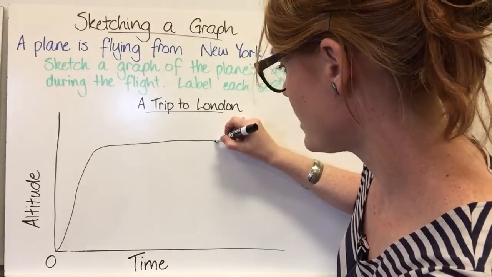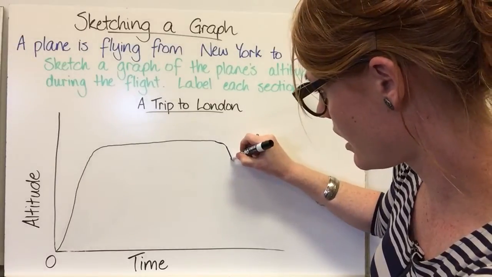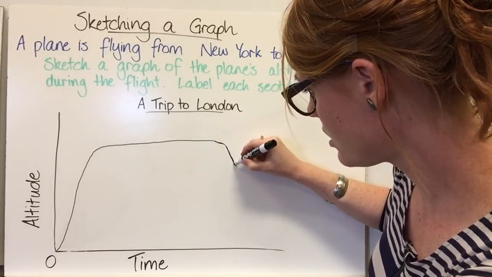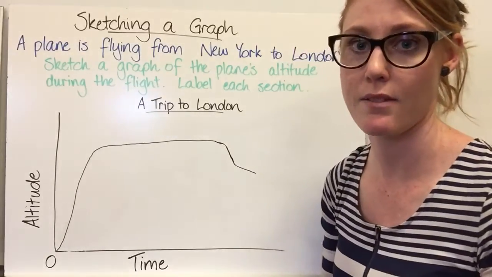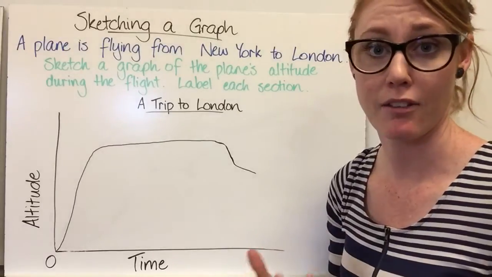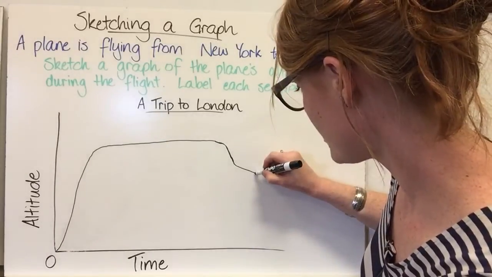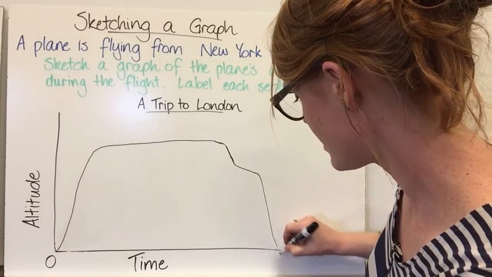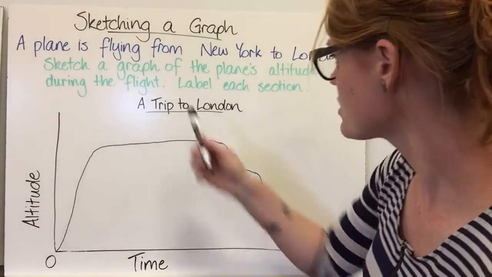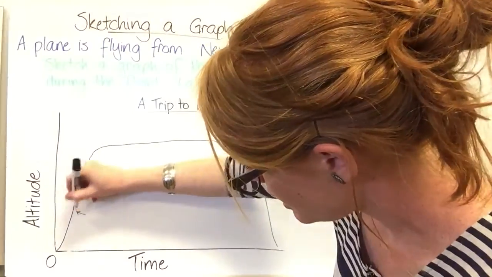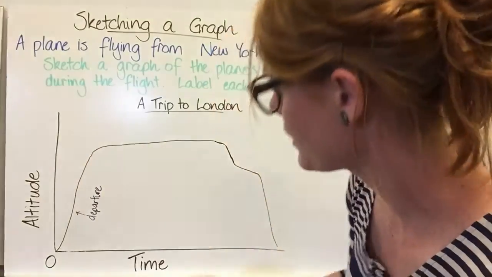So once the plane starts to get ready to land in London, we're probably going to see a drop off in altitude. Then maybe it hits a spot where it's circling the airways, waiting for the signal that it's good to go and it can land in London. And then when it's ready to land, we will see another sharp decrease in altitude as it lands in London.